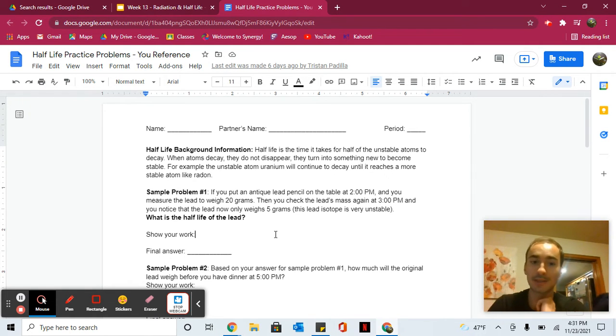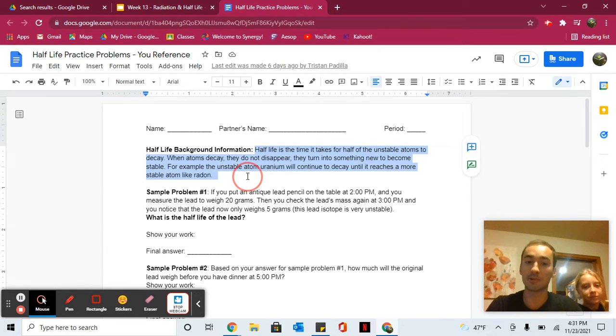So remember, if you didn't see my last video, half-life refers to the time it takes for half of the unstable atoms to decay. Remember, when atoms decay, they don't disappear, they just turn into something new in order to become stable. For example, an unstable atom like uranium will continue to decay until it reaches a more stable atom like radon.